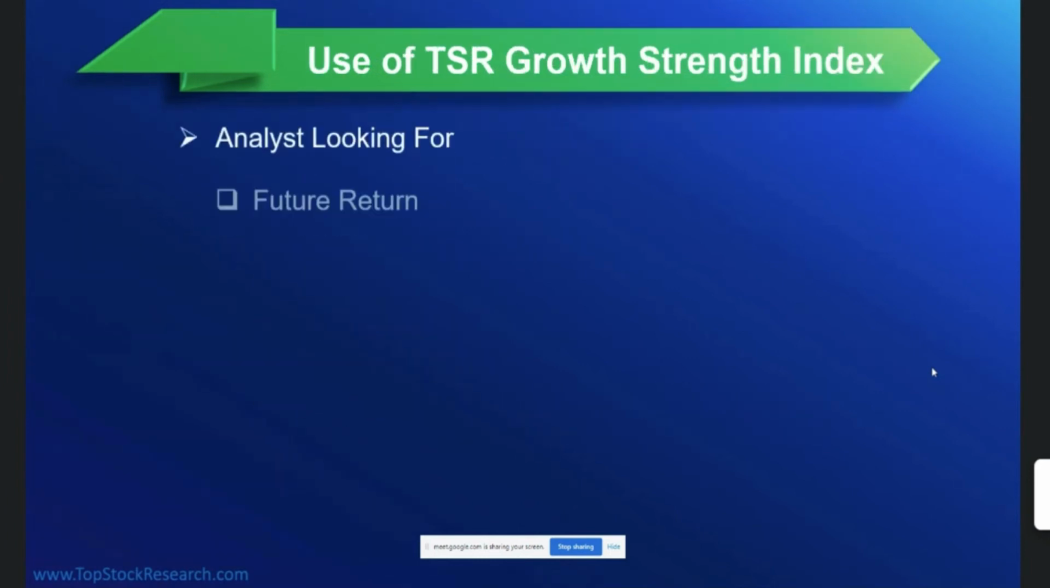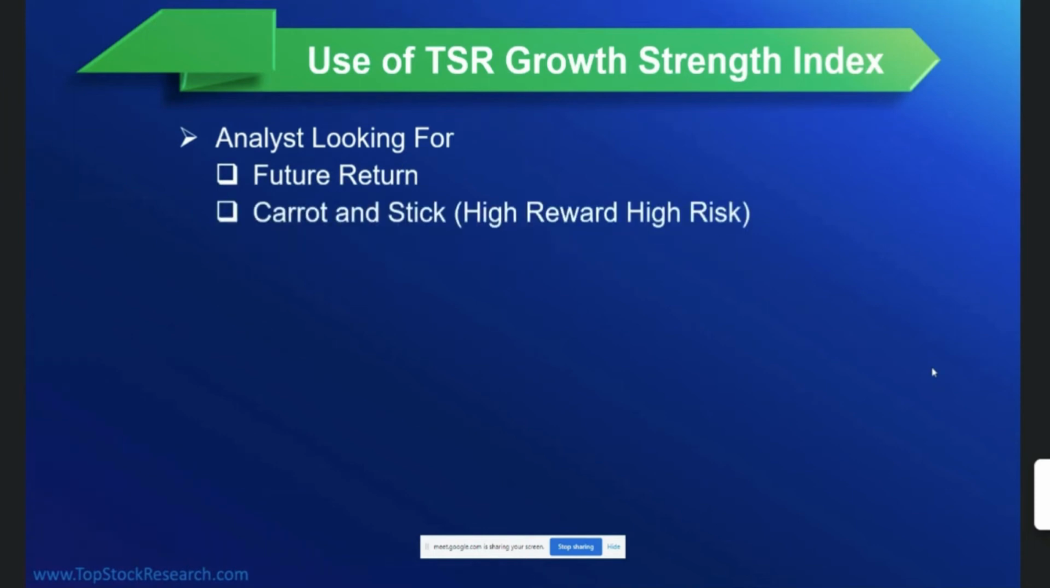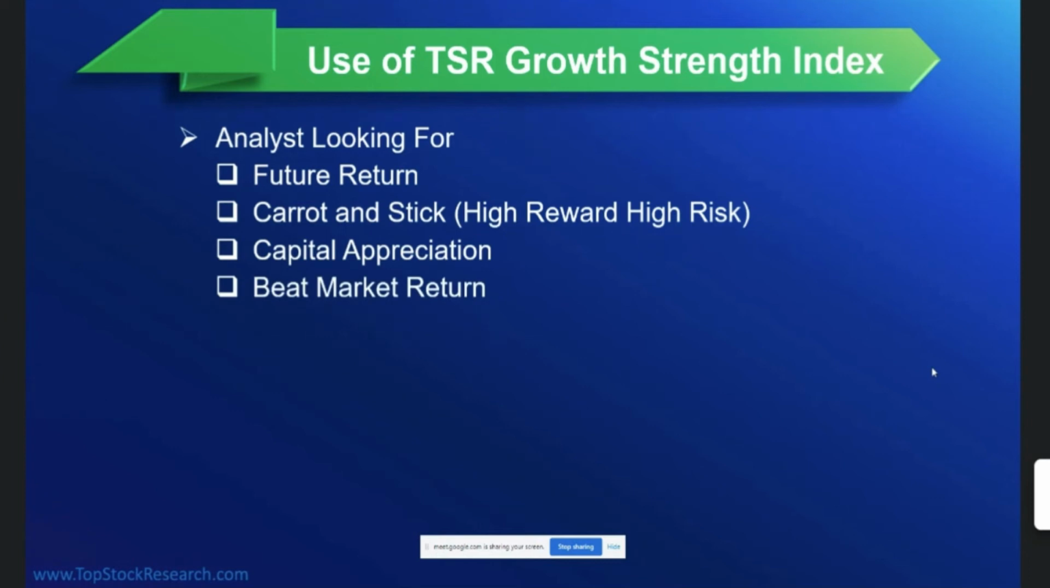You can filter. Analyst looking for future returns, characteristic, high risk, high reward, right? So growth stocks, you'll find them expensive. Since they are expensive, the risk is high. But since they are going well, the reward is also very good. Capital appreciation is likely. You can beat the market returns, right? Since the growth is good, there's a lot of traction over there. You'll find a lot of recommendations, particularly from big banks like JP Morgan of the world. They'll continuously keep increasing the target, right?